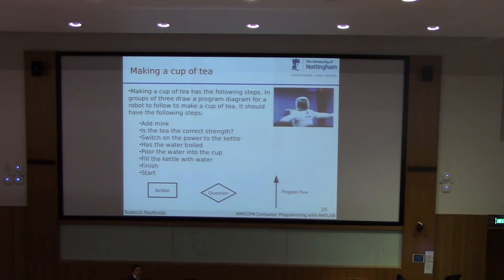Now it's your go. What I'd like you to do is, on the back of the notes or somewhere, make a new program. It's quite long, this one. It's a program to make a cup of tea, and it must include only these steps. Add milk. Is the tea the correct strength? Switch on the power of the kettle. Has the water boiled? Pour the water into the cup. Fill the kettle with water. Finish and stop. And there are small prizes for the first 10 people who do it. Go.